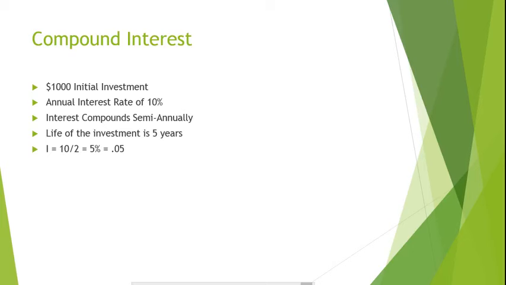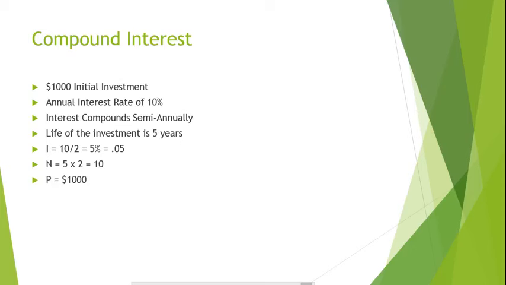Next, we would need to solve for the total number of compounding periods. We do this by multiplying the number of years by the number of compounding periods per year. So we would multiply 5 years by 2 since interest is compounded semi-annually. Since 5 times 2 equals 10, the number of compounding periods in our investment is 10. Our principal remains the same at $1,000.